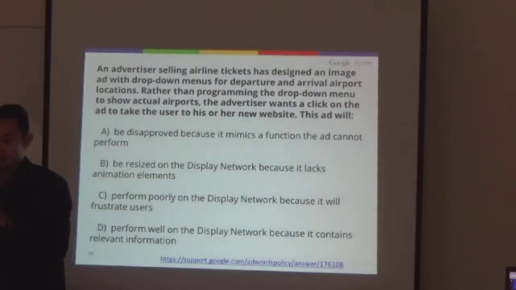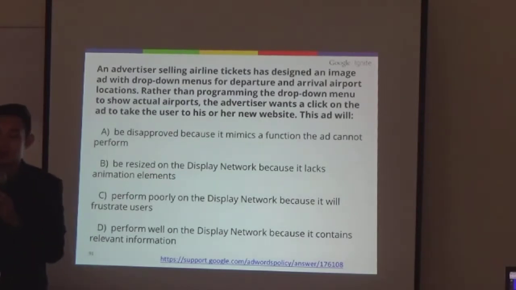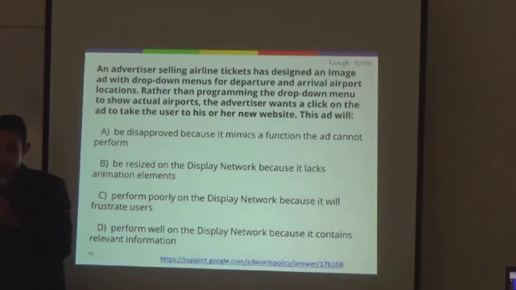Next question over here. An advertiser selling airline tickets has designed an image ad with drop-down menus for departure and arrival airport location. Now, rather than programming the drop-down menu to show the actual airports, the advertiser wants the click on the ad to take the user to his or her new website. This ad will what? Be disapproved? True or false? No, this guy put up this drop-down about arrival and departure, but it's actually not workable. Is it going to be disapproved? True.